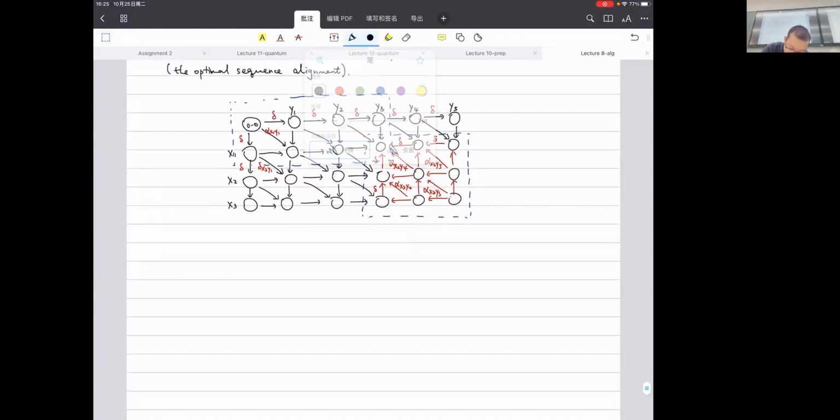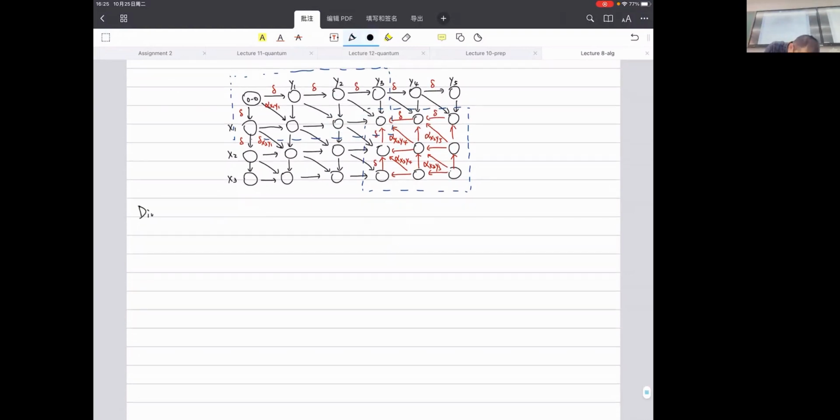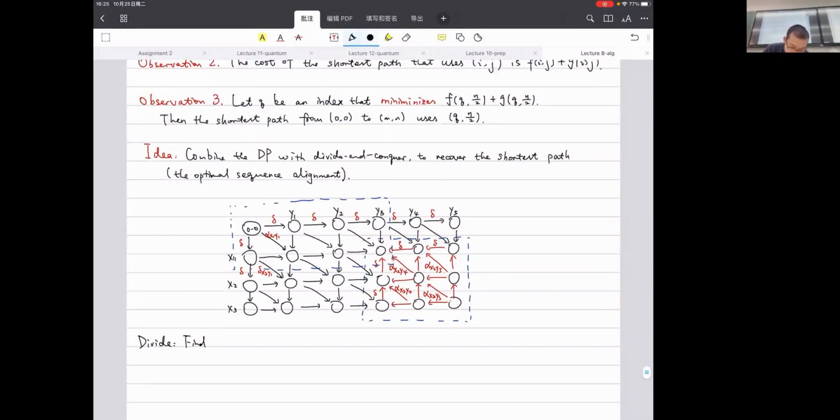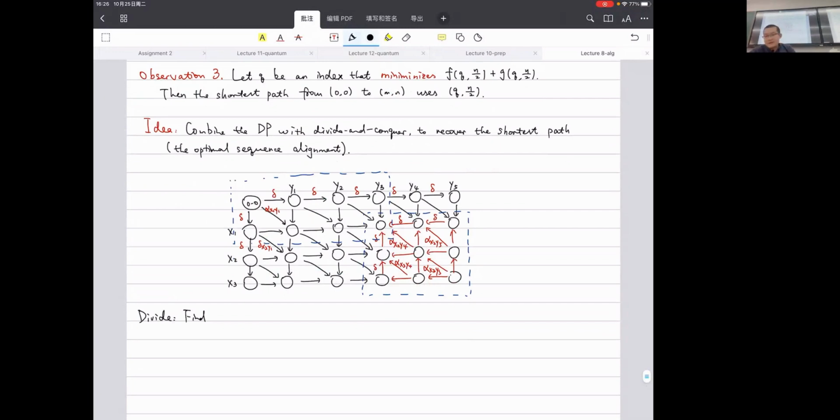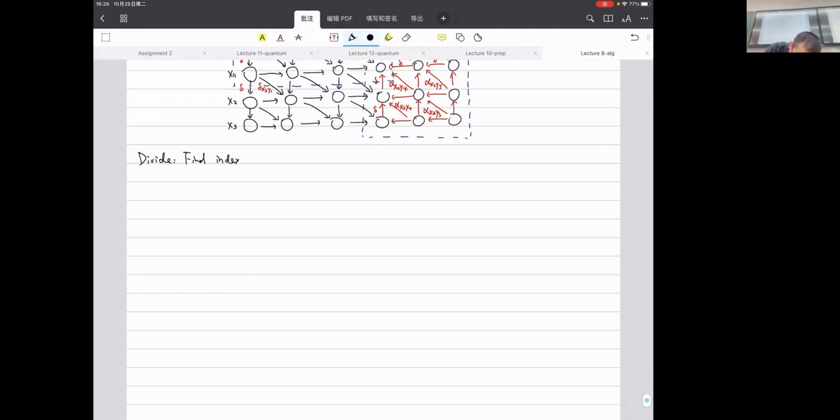Let's do this in a more formal sense. For the divide part, based on observation 3, which clearly gives us at least one point that lies on the shortest path for our optimal sequence alignment, we are going to find an index Q that minimizes f(Q, n/2) plus g(Q, n/2), using the original algorithm.